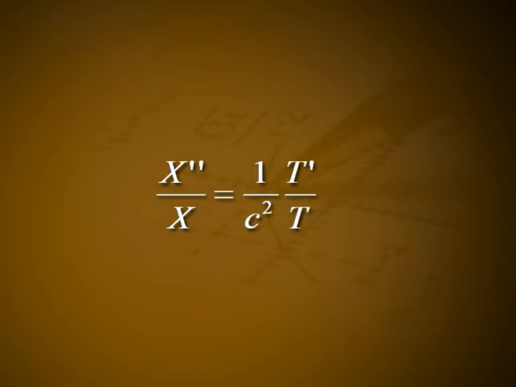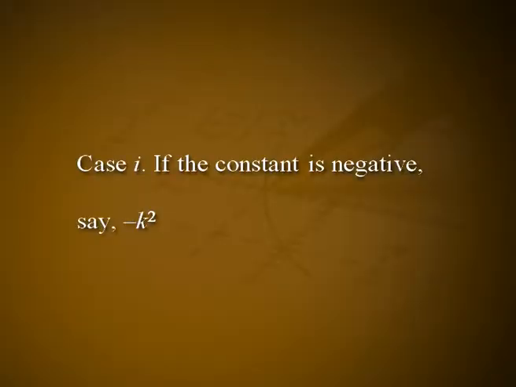Separating the variables, we get X″/X = (1/c²) T′/T, which holds only when both sides are equal to the same constant, since X and T are independent variables. Now we consider three cases. Case 1: if the constant is negative, say −k².